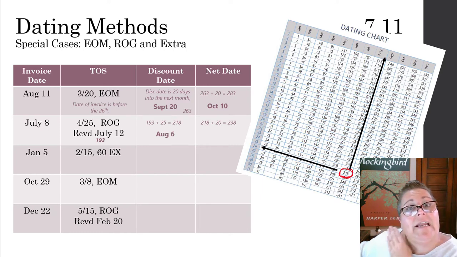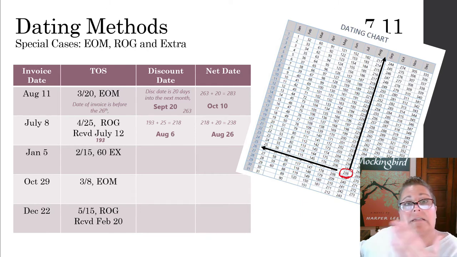Could you have just added 20 days to August 6th to get August 26th? In this case, yes, you could have. Doesn't always work that easy because sometimes the months switch up, but this time it did. Okay? All right, third example.